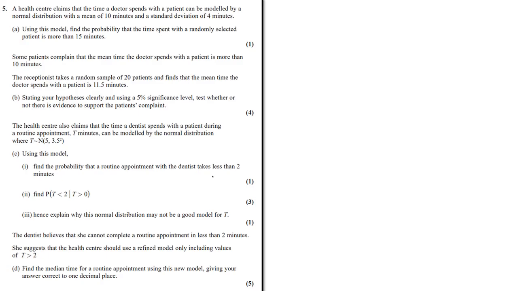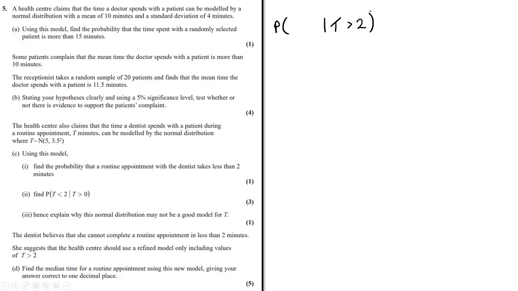So where do we begin with this? Well, it's a bit of a tricky one, and it's hard to work out what we need to set up here. But the way to think about this is we're going to have to condition on something. And the thing we're going to have to condition on here is the fact that she believes it can't be completed in less than 2 minutes. So essentially it's a given question. What we're conditioning on is the fact that t is greater than 2. So we're looking for the probability of something, given that t is greater than 2.